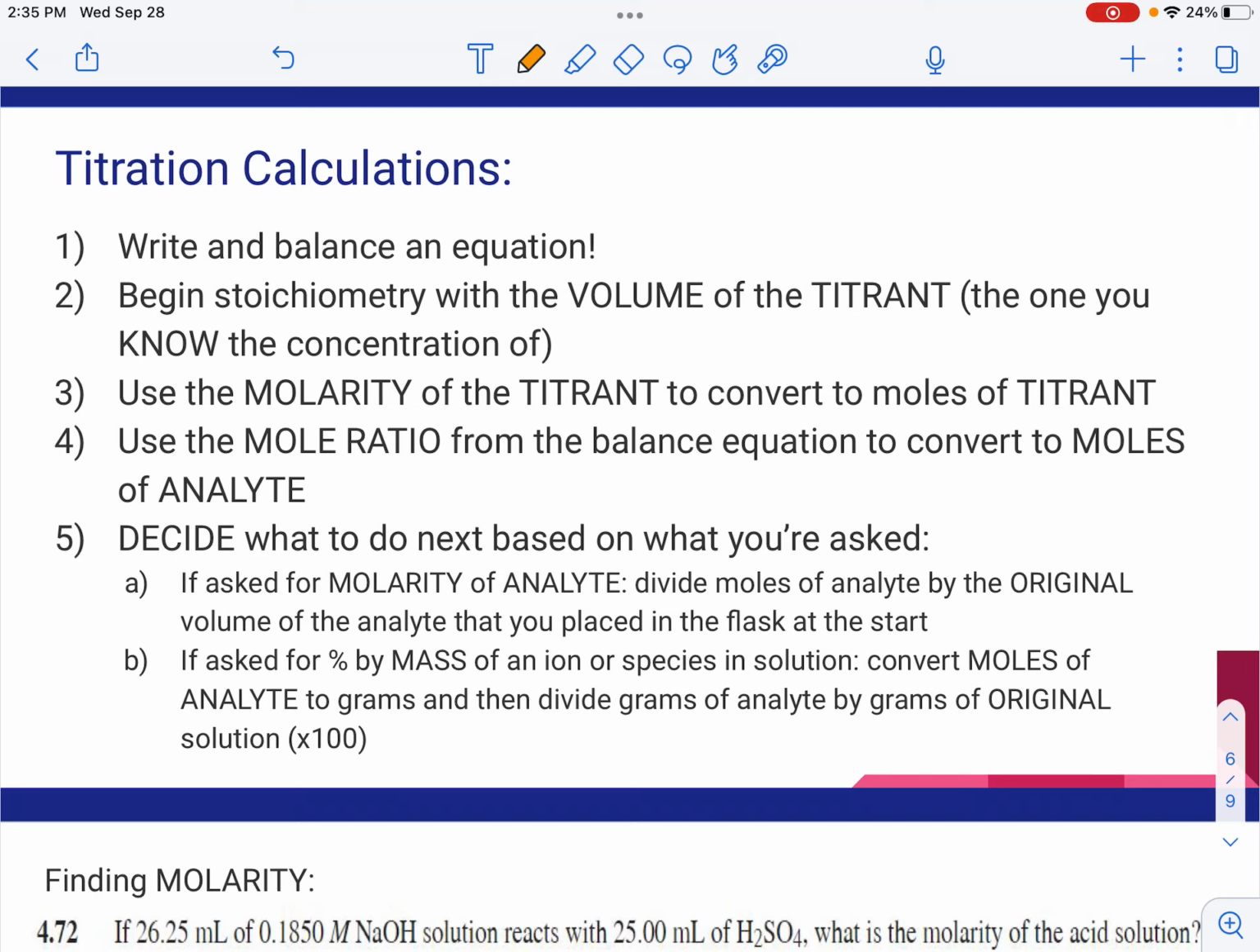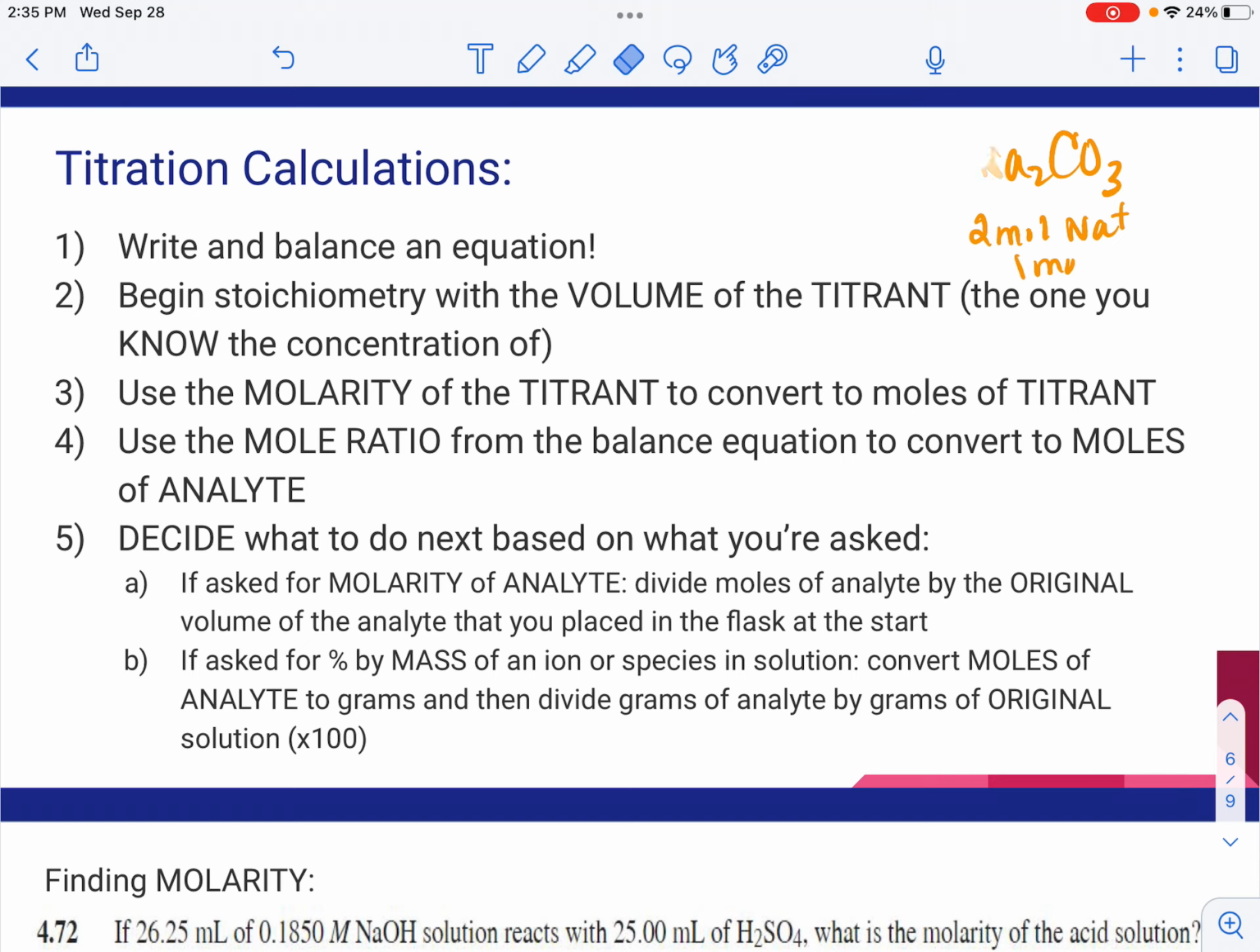Remember that in solutions, when we have ions in solution, maybe like in sodium carbonate, we have 1 mole of sodium carbonate, but that's actually 2 moles of Na plus ions and 1 mole of carbonate ions. And so you just have to get in the habit of whatever's written in your equation is what you're solving for as you're doing your stoichiometry.